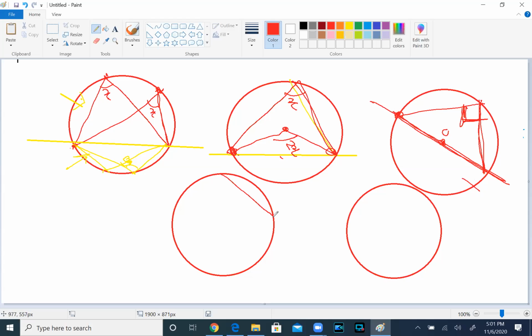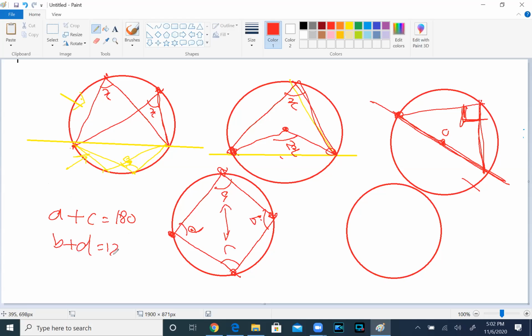So if we are drawing a cyclic quadrilateral here, cyclic quadrilateral means all the four vertex points will be on the circumference of the circle. So if this is A, B, C, D, the sum of the opposite angles of a cyclic quadrilateral is 180. So A plus C will be equal to 180. Same as this, B plus D will be equal to 180.